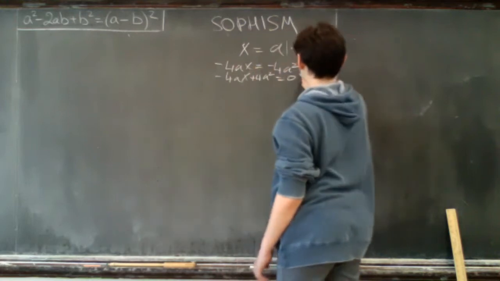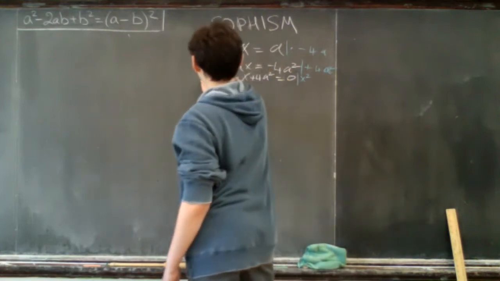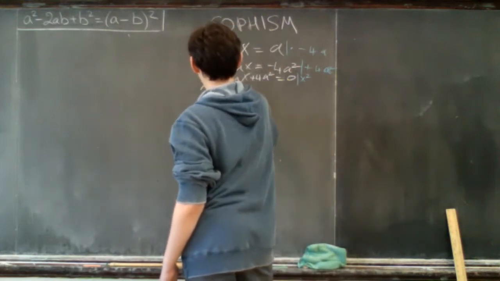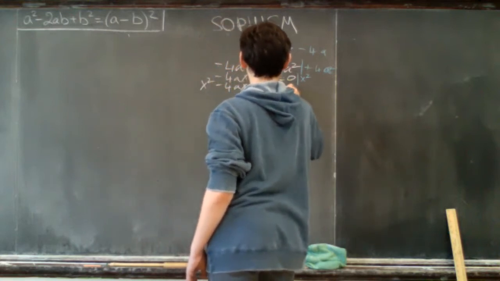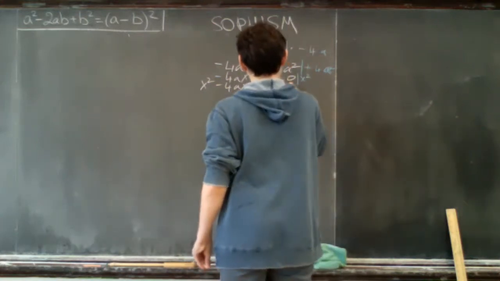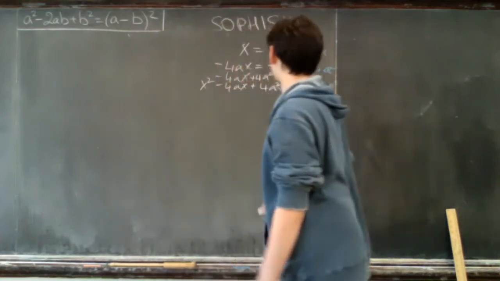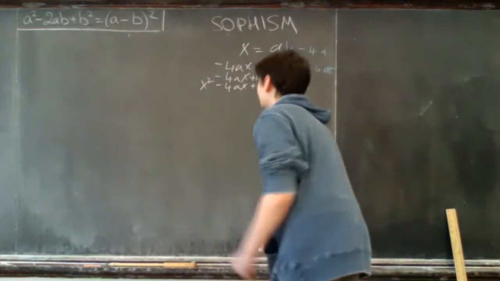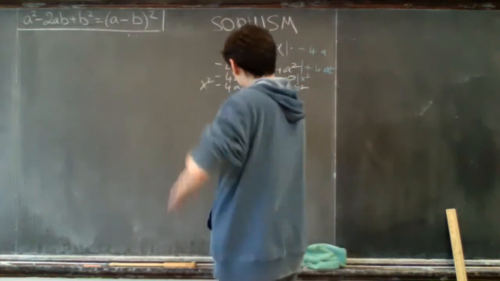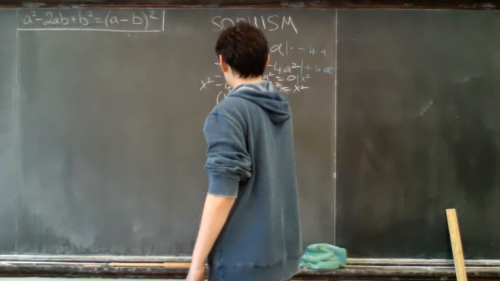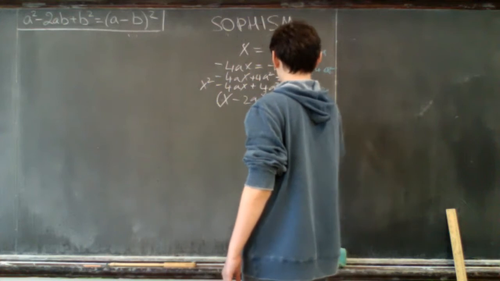Next, I'm going to add x squared to both sides. So I'll have x squared minus 4ax plus 4a squared equals x squared. Okay. Now, using that formula, I can turn this into a simpler form, which is x minus 2a squared equals x squared.